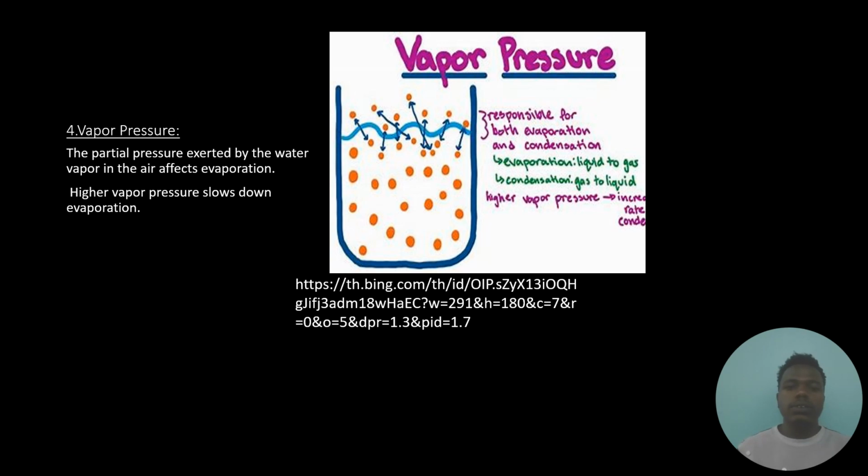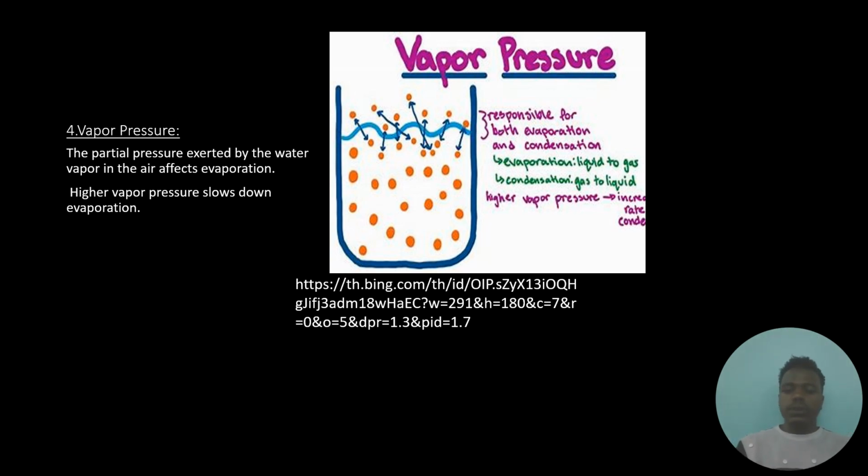So we are going to continue with point 3, vapor pressure. The partial pressure exerted by the water vapor in the air affects evaporation. Higher vapor pressure slows down evaporation. When the vapor pressure becomes too high, it slows down evaporation. On this slide we have some pictures showing how the vapor pressure affects evaporation.